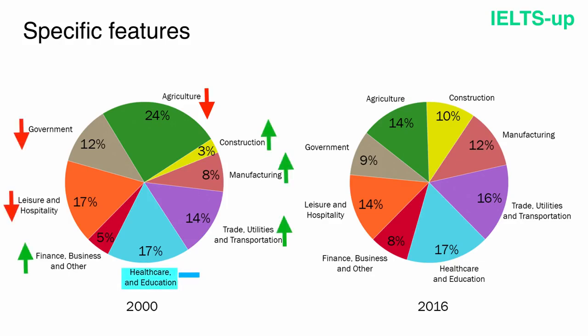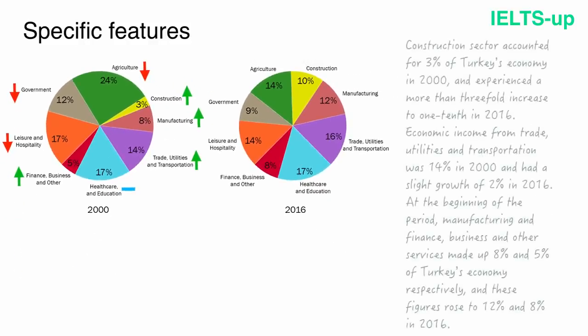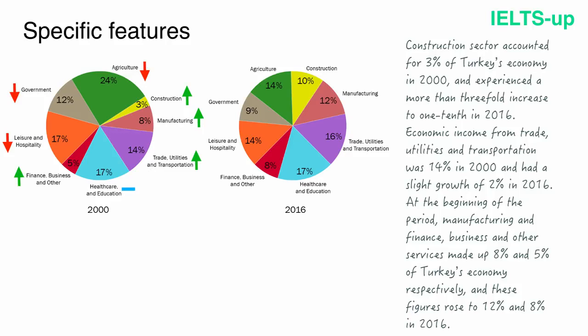Healthcare and education had no change. That's why I've put a dash near it. In the first paragraph with specific features, I will describe sectors with increasing trends, and those are construction, trade, utilities and transportation, manufacturing, and finance, business and other services. And here is my first paragraph.